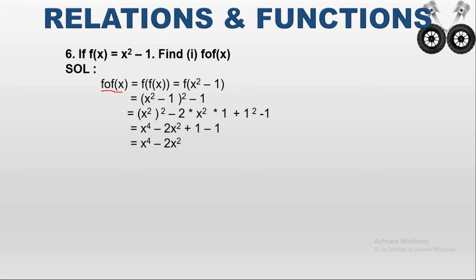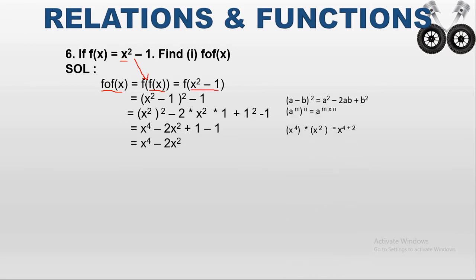That can be written as f of f of x. So first you have to substitute the value for f of x. The f of x value is x square minus 1. So f of x square minus 1. Again, you have to substitute the value for f of x. In f of x, wherever the x is, you have to substitute the value as x square minus 1. So that can be written as x square minus 1 whole square minus 1.